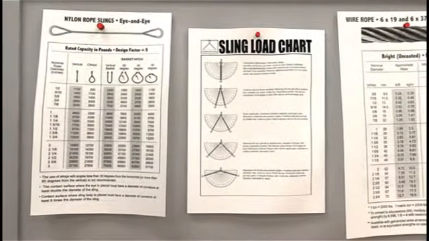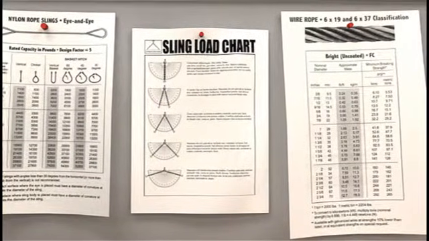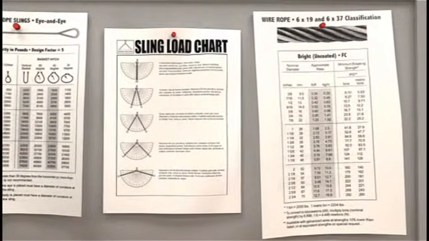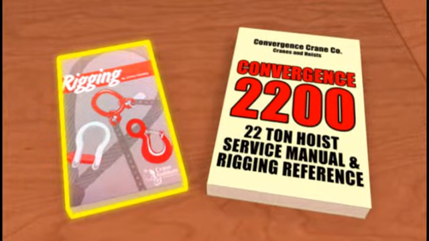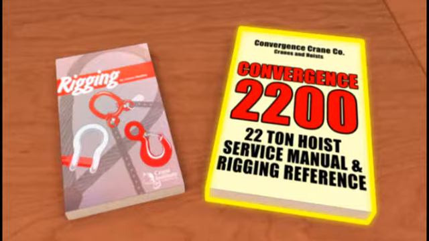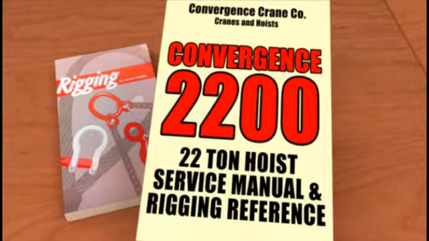There are charts that show the load capacities of different types of slings, different hitches, and different sling angles. These can come in the form of general purpose charts or product-specific charts from the manufacturer. Manufacturer charts should take precedence over general charts.